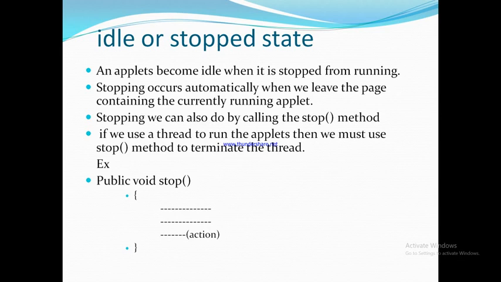Stopping occurs automatically when we leave the page containing the currently running applet. Means when we are on the web page and we leave the page, then stop occurs automatically. Stopping can be done by calling the stop method of the applet class. If we use a thread to run the applet, then we must use the stop method to terminate the threads. Example is like this: public void stop.